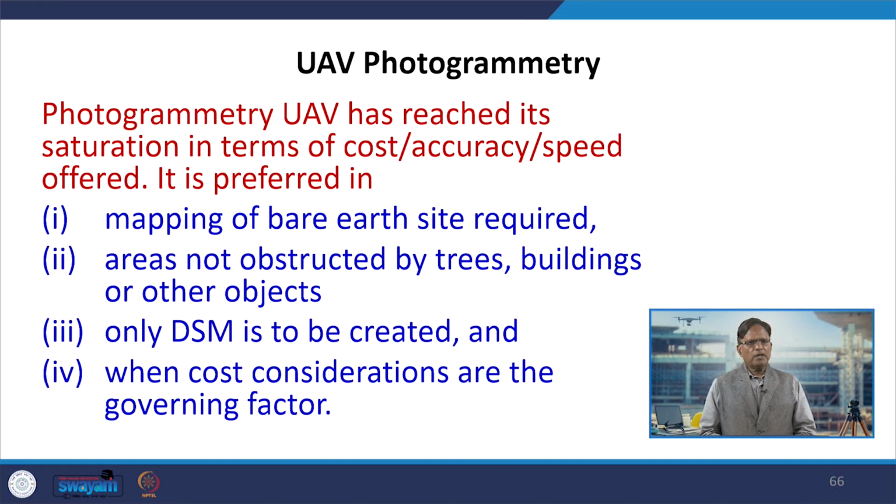UAV photogrammetry has actually reached its saturation when we talk about the cost, the accuracy and the speed it offers. It is preferred in many situations. Some of them are written here. When we want to map a bare earth site, because if there is vegetation cover, that will obscure the ground information. So, for areas which are not obstructed by trees, buildings and other objects, this technique is very successful.